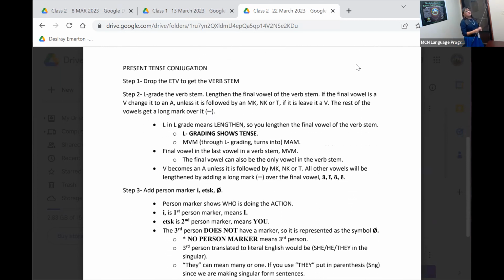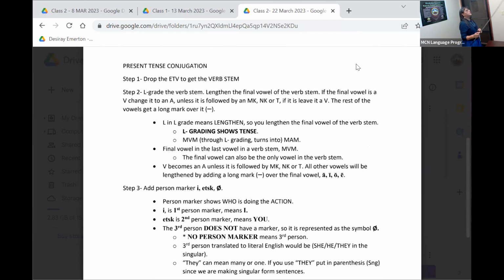Okay, and this is on the Google Drive. So you can write your notes now, or you can print this off and then write your notes on it. But this recording will be available to go over again if you need to in the future.